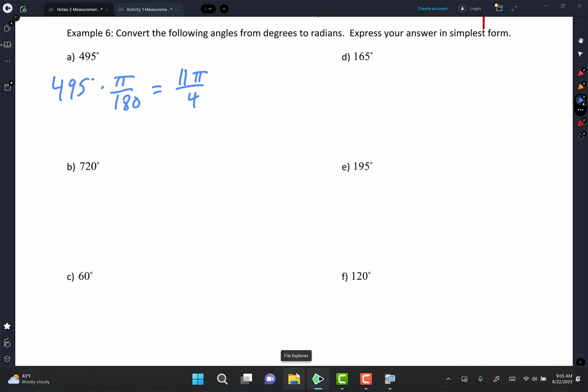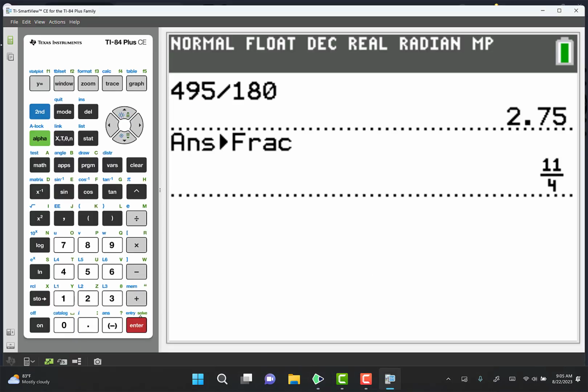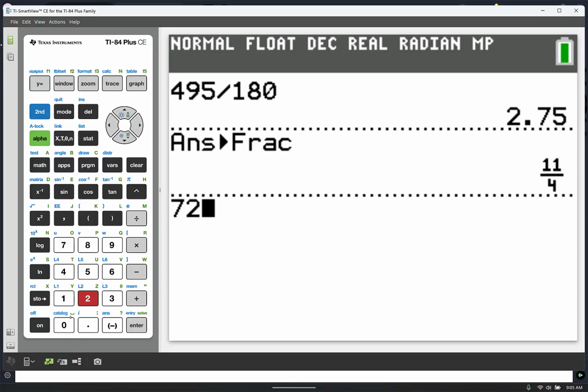Does that make sense? Look, this one you'll probably understand without even a calculator. 1 revolution is 360, so 720 for you, those that are skaters, that's 2 revolutions. In radians, if 1 revolution is 2 pi, this better give me 4 pi. And sure enough, if you go 720 divided by 180, it will give you 4.